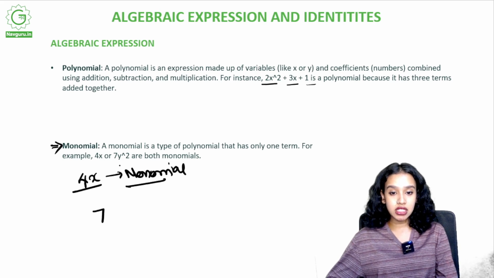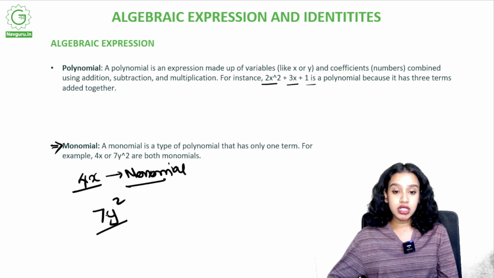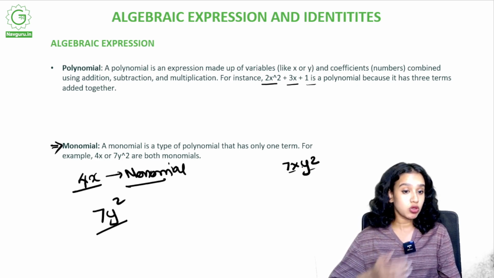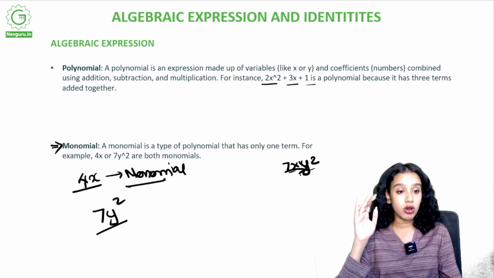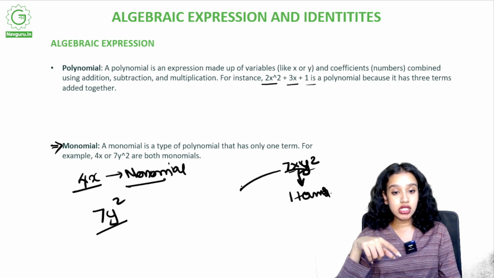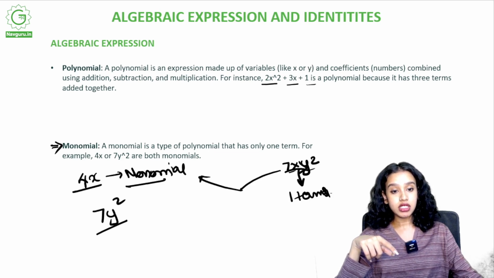Now if I say 7y squared, what is this? It's again a monomial. You can't say that 7 into y squared makes two terms. No, it's not fair. 7 is the coefficient of this term. So it's actually one term. This is a monomial, right?